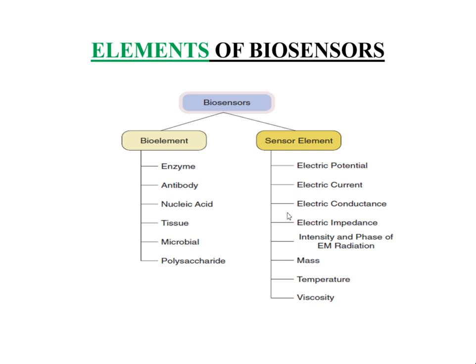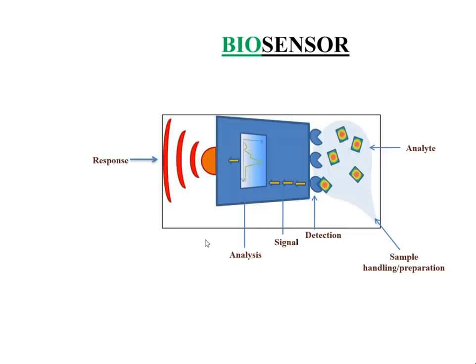Biosensors include bioelements and sensor elements. Bioelements include enzyme, antibody, nucleic acid, tissue, microbial and polysaccharides. Sensor elements include electric potential, electric current, electric conductance, electric impedance, mass, temperature and velocity. These are all the sensor elements, and these are all the bioelements.